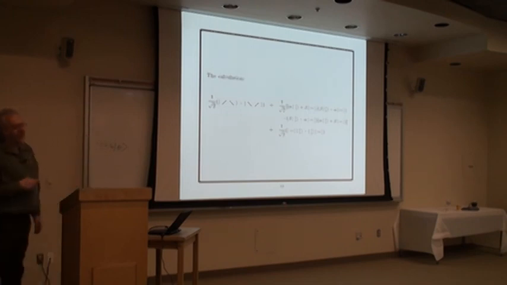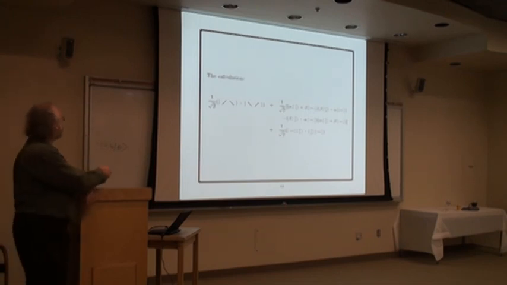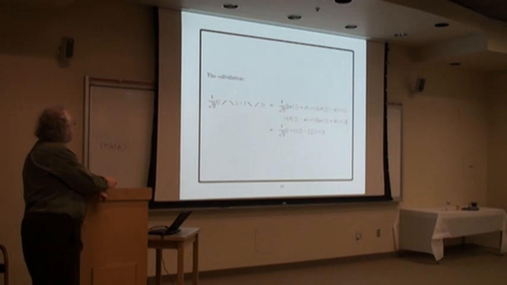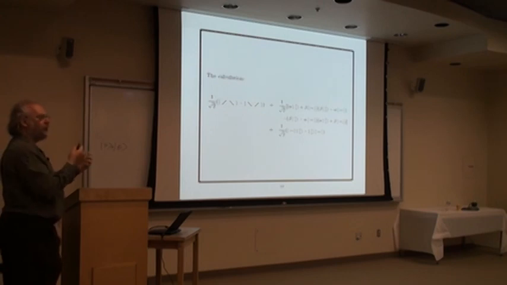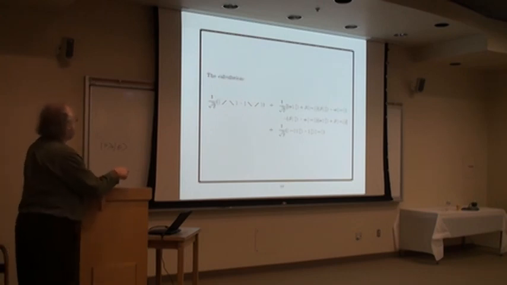This is a little calculation which proves it. So suppose you have 1 over root 2, qubit 1 in some state and qubit 2 in this orthogonal state, minus qubit 1 in the orthogonal state and qubit 2 in the state of the first one. So basically, these particles are antisymmetric under exchange. So if you switch the two particles, you multiply the state by a minus sign.